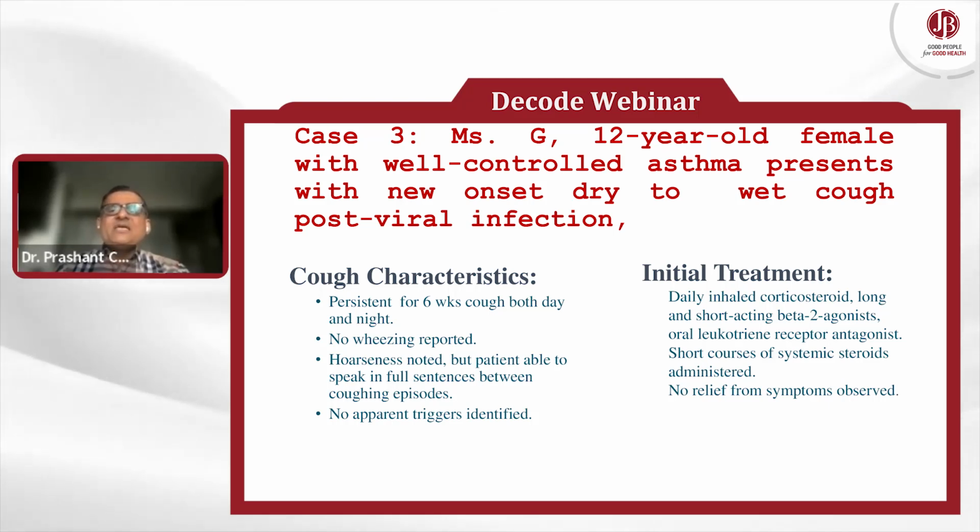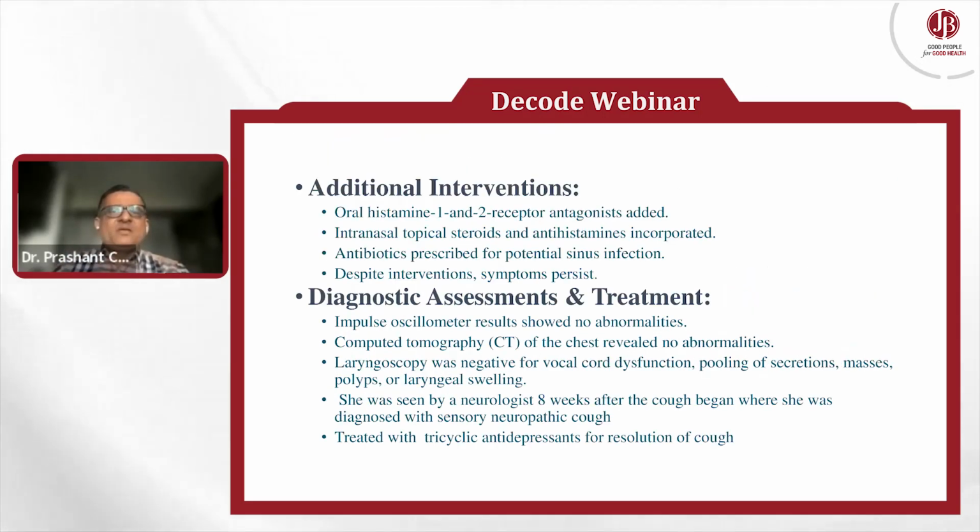She has been treated with inhaled corticosteroids, beta 2 agonist bronchodilators, and the oral leukotriene receptor antagonist montelukast. She received short courses of prednisolone as well. She's also received oral antihistaminics. She's received intranasal topical steroids, which are used for upper airway cough syndrome, and antihistaminics. Antibiotics have been prescribed for potential sinus infection. And despite all this, post the viral infection, the symptoms are persistent.